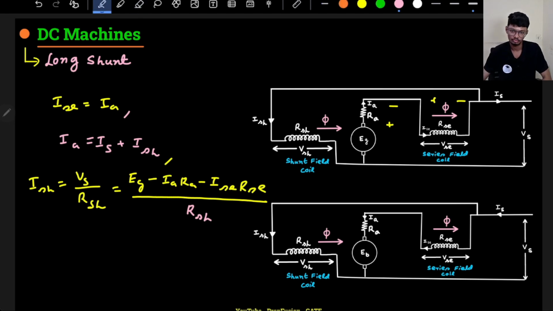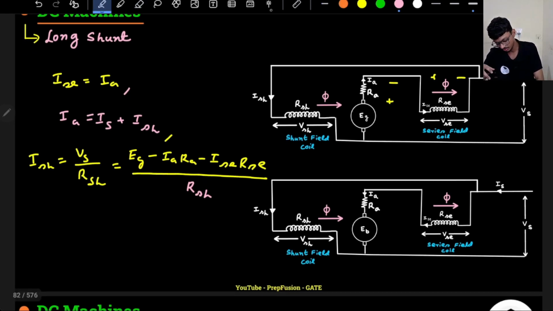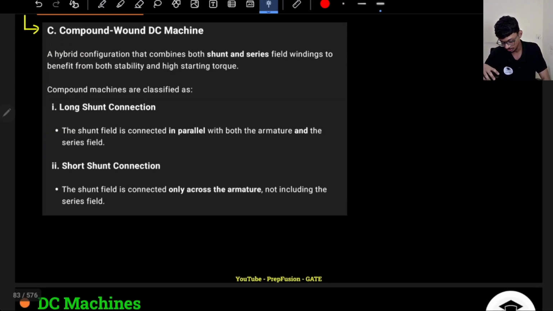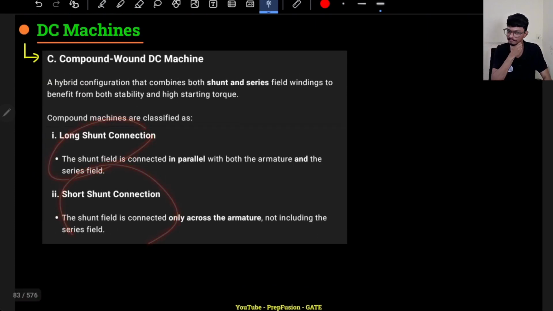Okay, this is more than enough. And the same thing you can derive for a motor. I'm leaving it up to you guys, you are very good, so you will be able to do it. So this was about the long shunt and the short shunt.